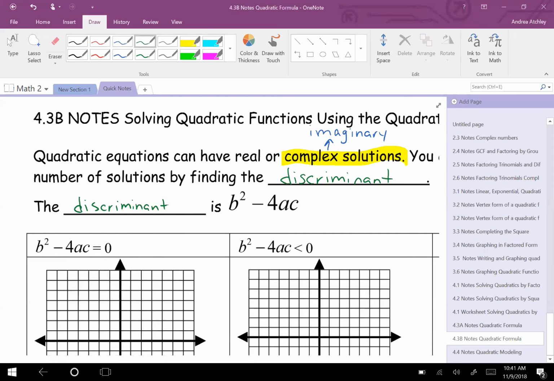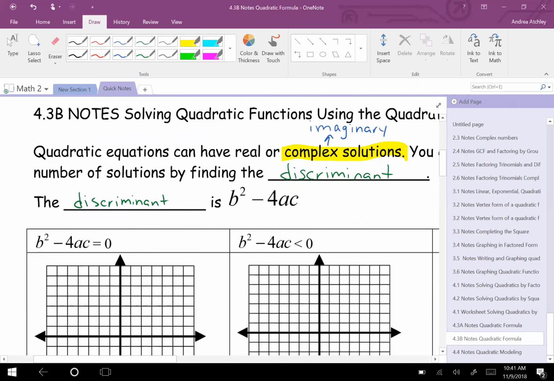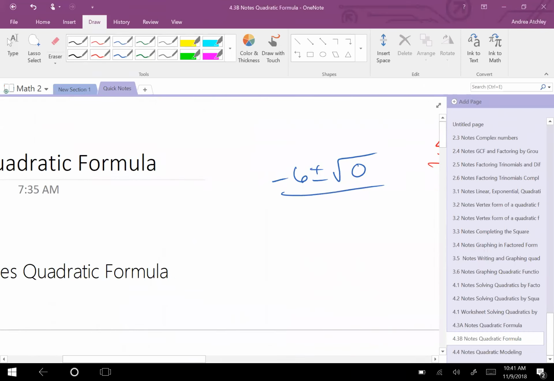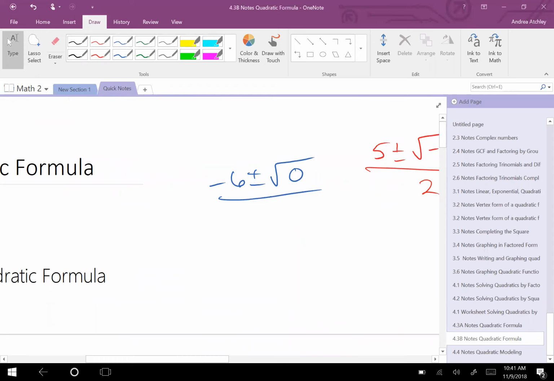If the discriminant equals 0, let's just go over what that looks like. You don't have to write this down, but it means that you have 0 inside a radical. So if inside here is 0, what would happen? I would get -6 plus or minus, what's the square root of 0? 0, over 2. Then I'd have -6 plus 0 over 2, and then -6 minus 0 over 2.